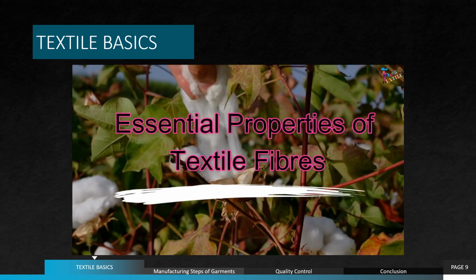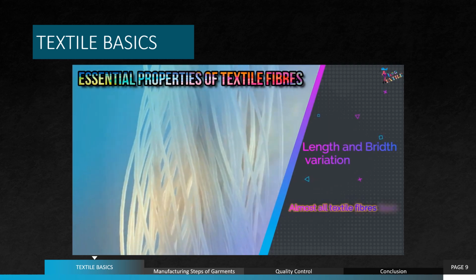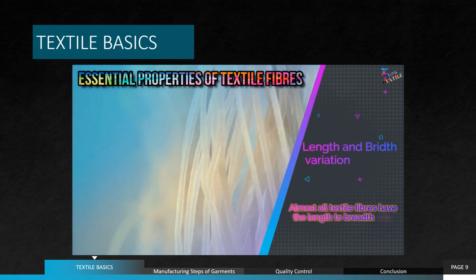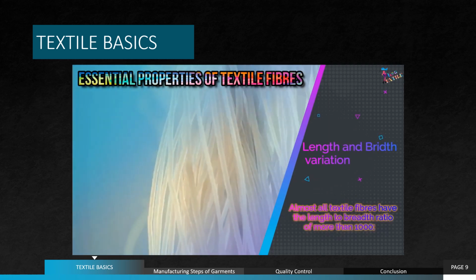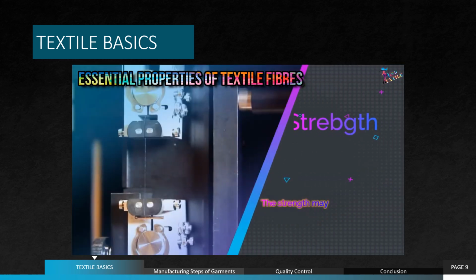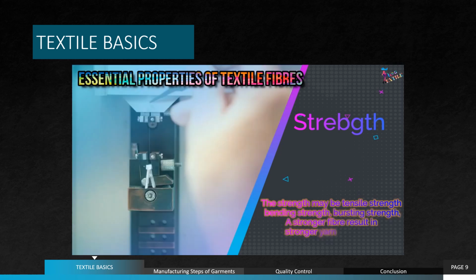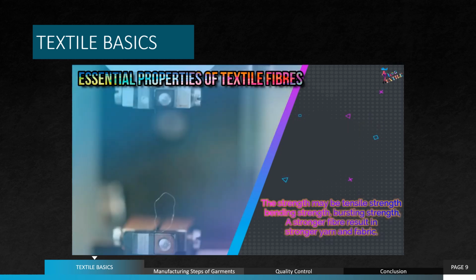Essential properties of textile fibers. Length and breadth variation. Almost all textile fibers have the length to breadth ratio of more than 1000:1. Strength. The strength may be tensile strength, bending strength, bursting strength. A stronger fiber results in stronger yarn and fabric.